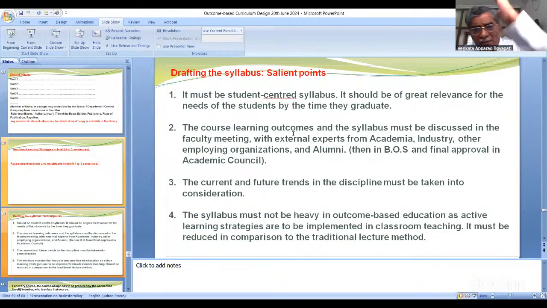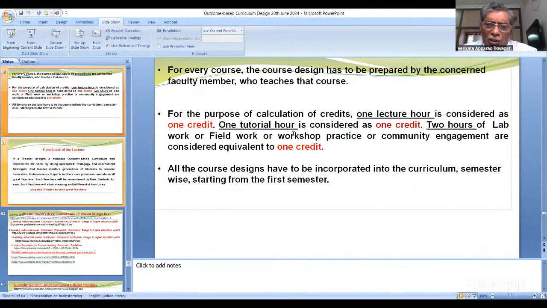Some activity must be done in every class by the student for at least a minimum of 15 to 20 minutes. That is only then the students will be able to achieve the course outcomes. And there should be home assignment every week, once in every week. For every course, the course design has to be prepared by the concerned faculty member who teaches that course. For the purpose of calculation of credits, 1 lecture hour per week is 1 credit. 1 tutorial hour per week is 1 credit. 2 hours of laboratory work or field work or community service or workshop practice per week equivalent to 1 credit only. All the course designs have to be incorporated into the curriculum semester-wise, starting from the first semester.